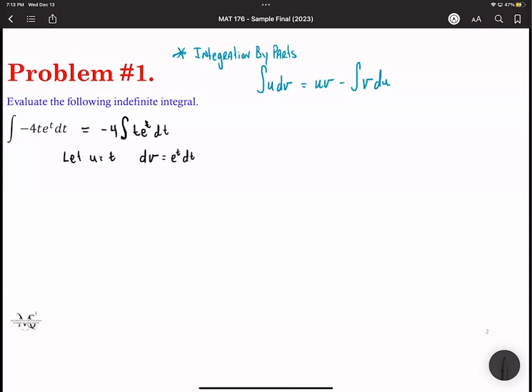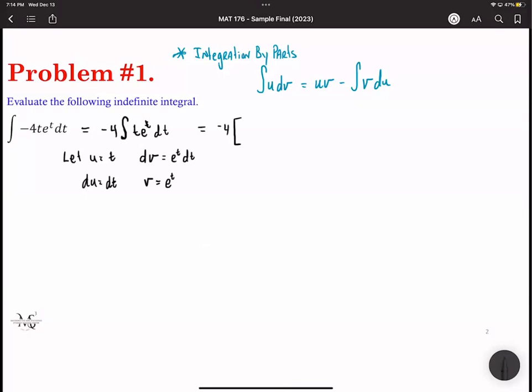Now, for u, we need to find its derivative, right? So du is going to equal the derivative of t, which is 1. So this would give us 1 dt, or just simply dt. And the antiderivative of e to the t dt is going to be my v, which is e to the t. So by integration by parts, we're going to have the -4 on the outside, right?